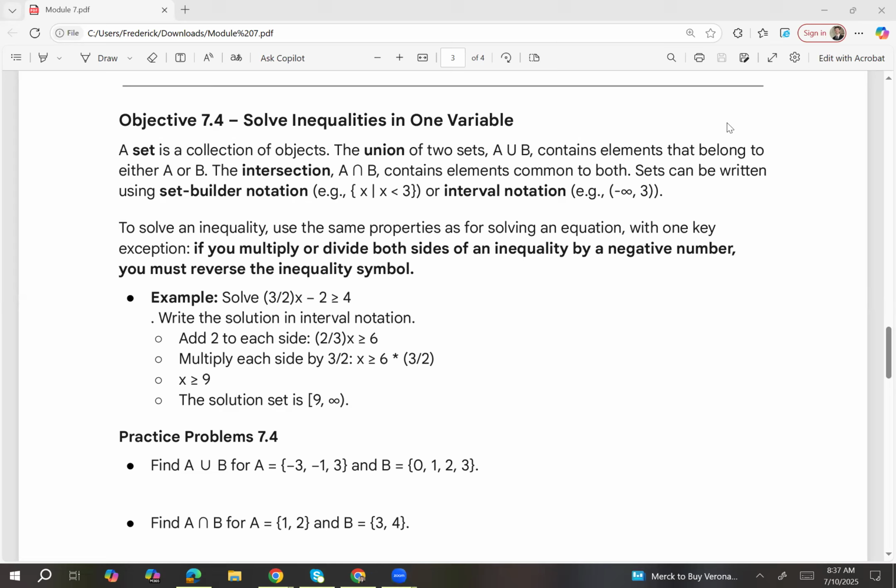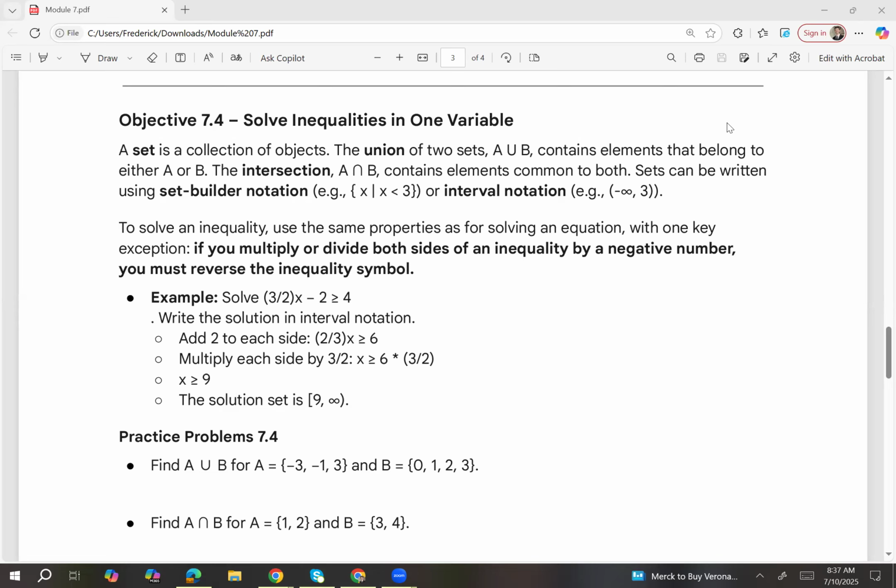Okay, so we left off on section 7.2 last time. 7.3 we are not including this week. So I'm going to pick up with 7.4 where we solve inequalities. We will use what's called set notation to express answers when we solve inequalities. So we need to talk a little bit about that.